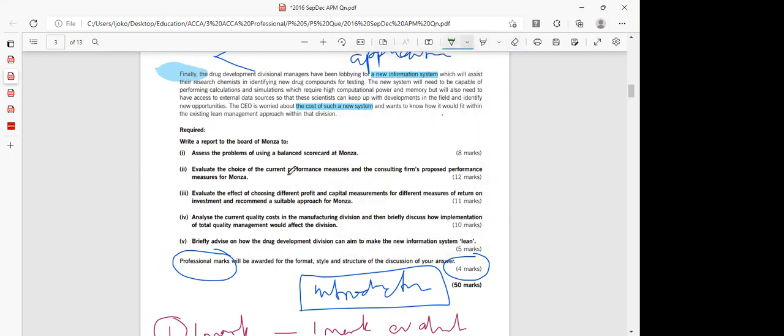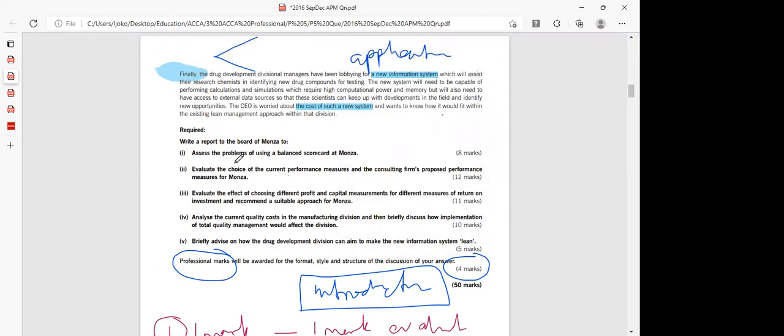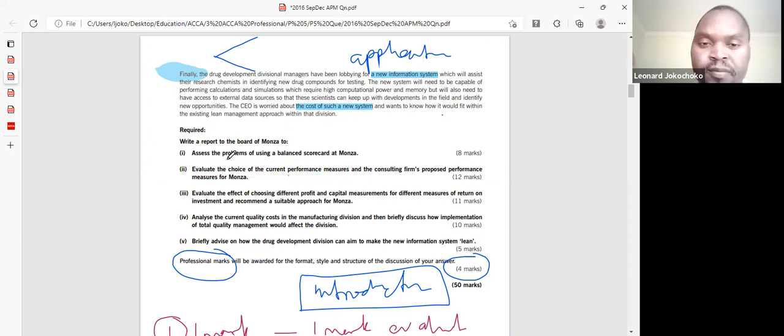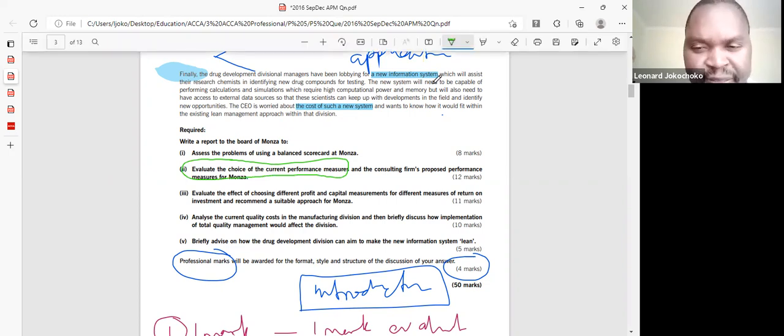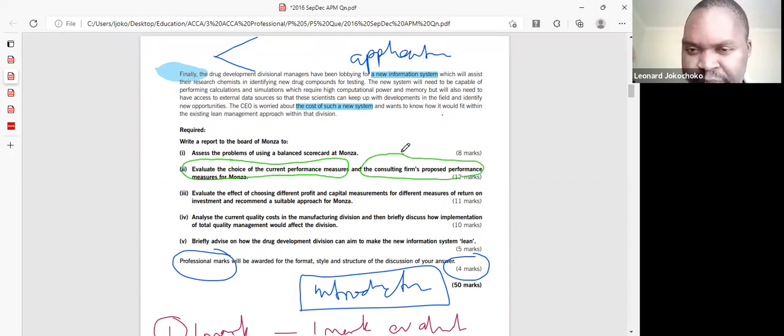All right. So the second requirement says: evaluate the choice of the current performance measures and the consulting firm's proposed performance measures. We have 2 questions combined into one. The first question is to evaluate the current performance measures. The second question is to evaluate the consulting firm's proposed performance measures.